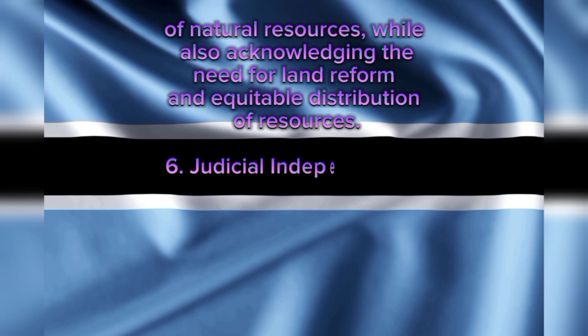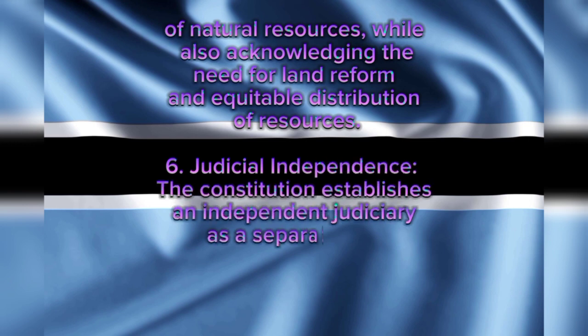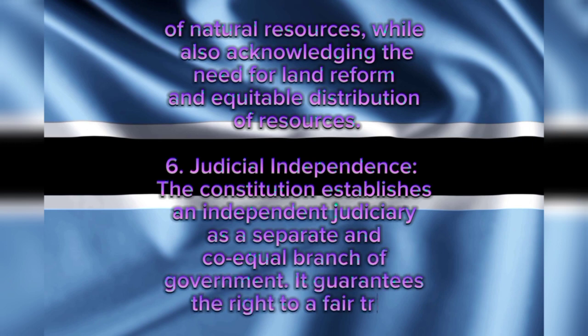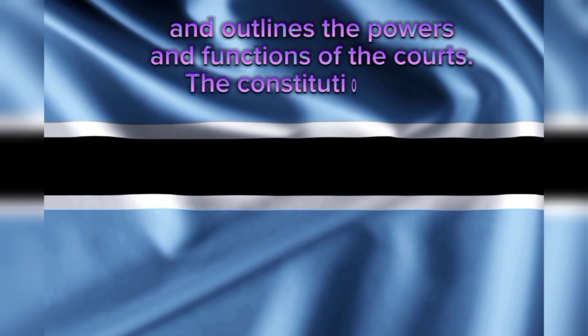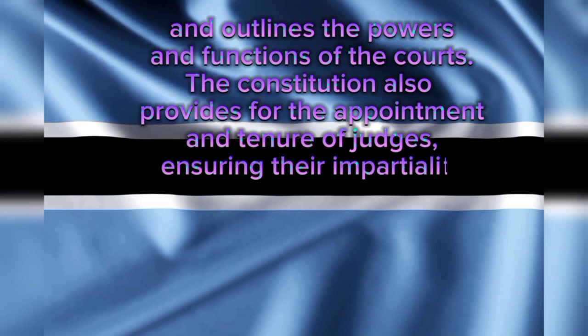6. Judicial independence. The Constitution establishes an independent judiciary as a separate and co-equal branch of government. It guarantees the right to a fair trial and outlines the powers and functions of the courts. The Constitution also provides for the appointment and tenure of judges, ensuring their impartiality and autonomy.